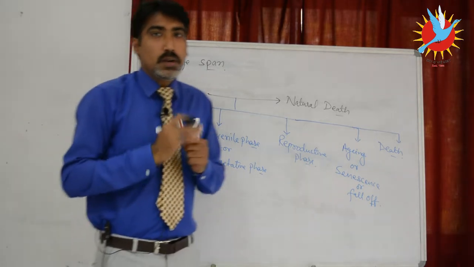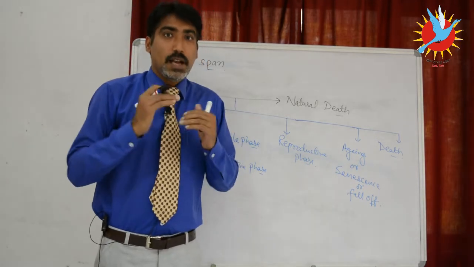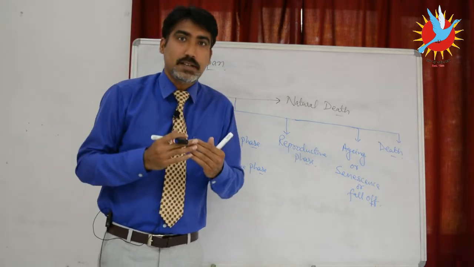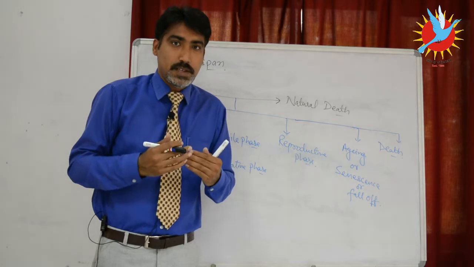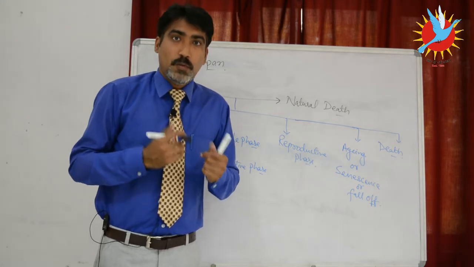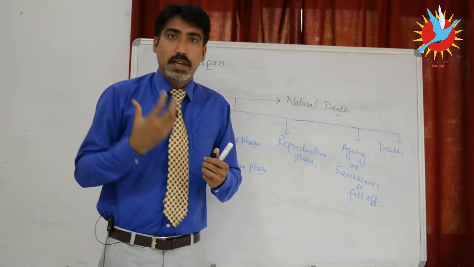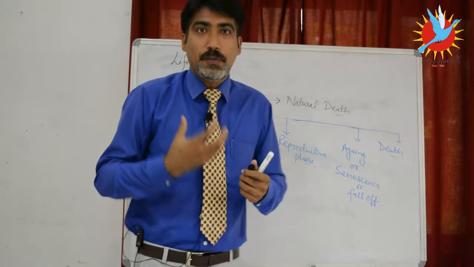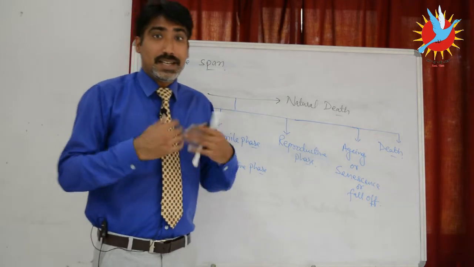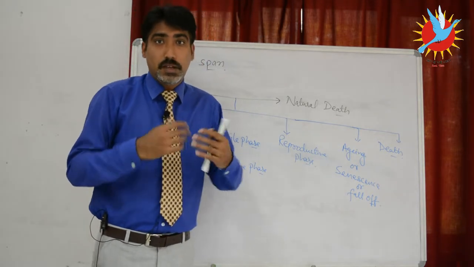Let me tell you one more important thing: lifespan varies from species to species, meaning individuals of different species have different lifespans. For example, we humans have an average lifespan of 80 years. Now we are going to discuss some interesting lifespans of different species.